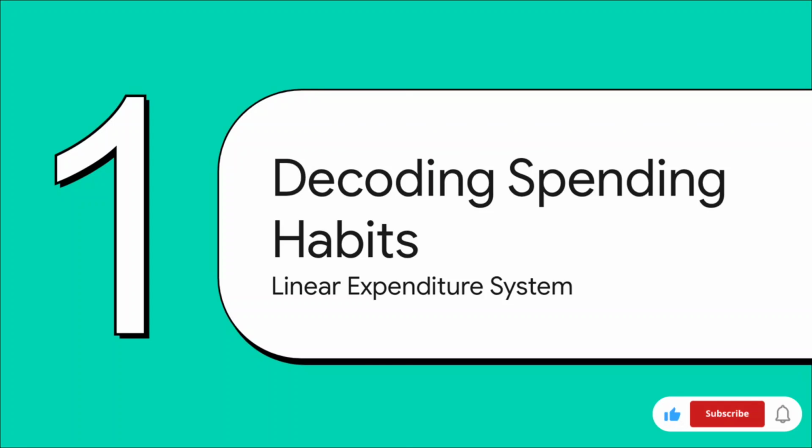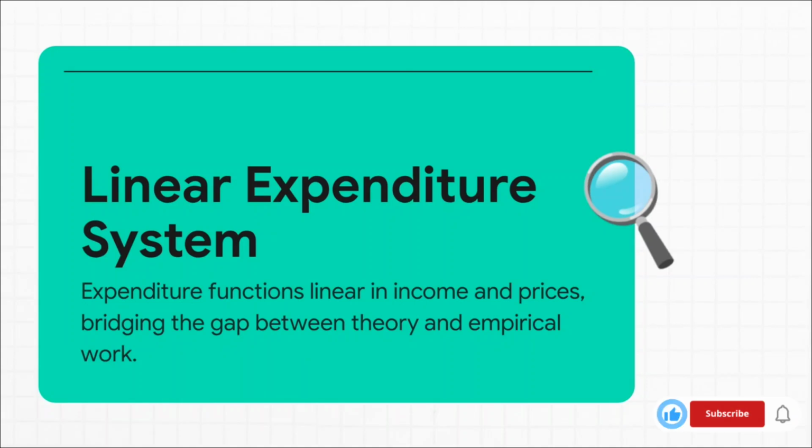First up, we have this really powerful tool that basically connects abstract economic theory with real-world, messy data. It's called the Linear Expenditure System, or LES for short. So what the Linear Expenditure System does, and this is the magic of it, is it takes this big idea of maximizing happiness or utility and turns it into a simple, straight-line formula.